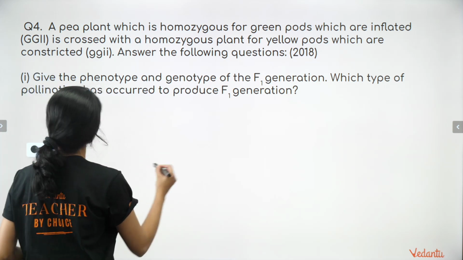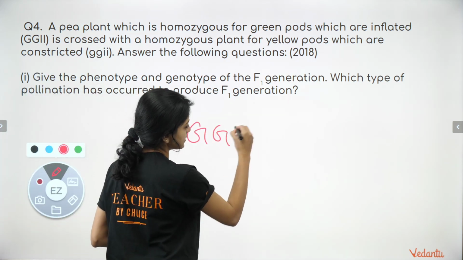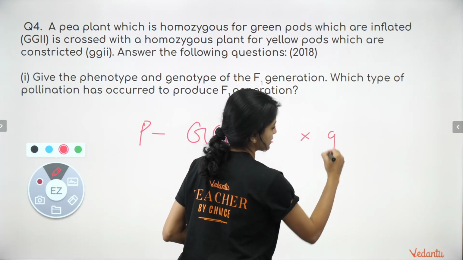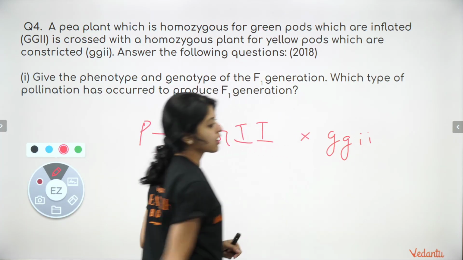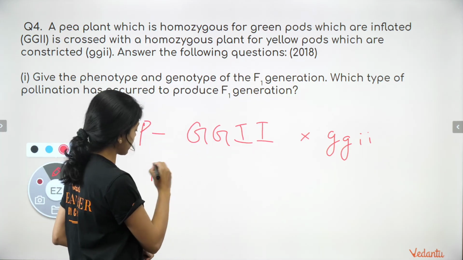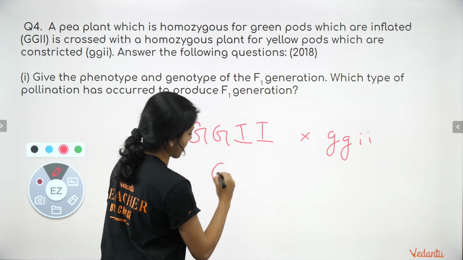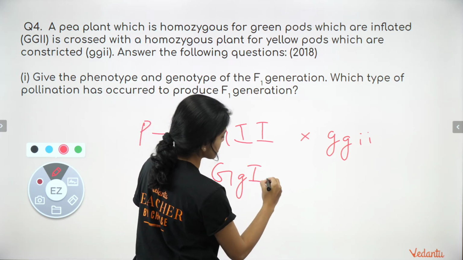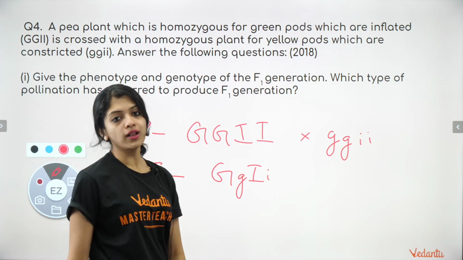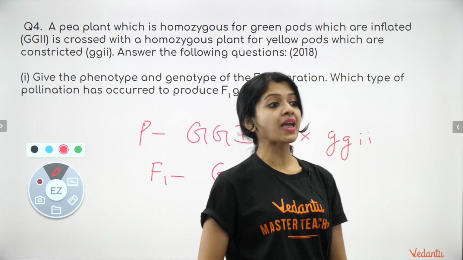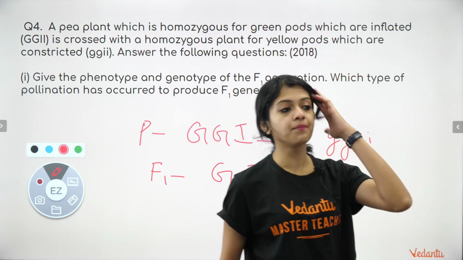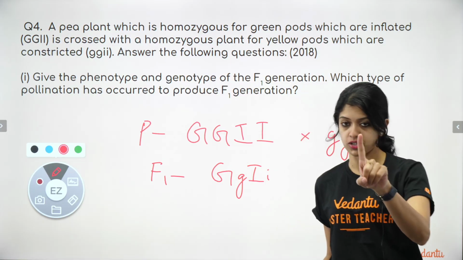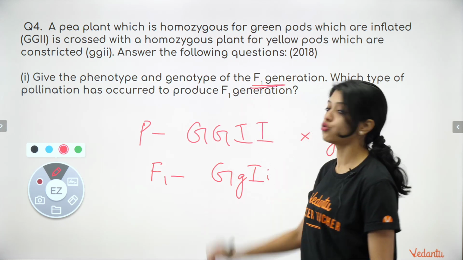The cross is between these parents. Let me write P generation. These are the parents. What would the F1 generation be? It would be capital G, small g, capital I, small i. Right? All the F1 progeny would be heterozygous. Yes, Anandita, absolutely. We are talking about F1, the F1 generation, not F2.